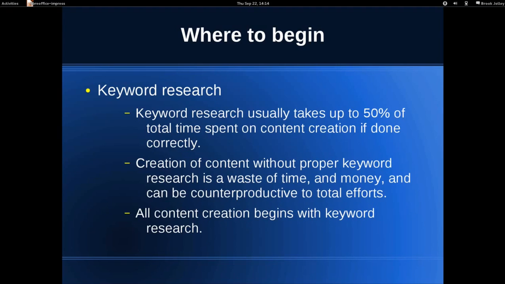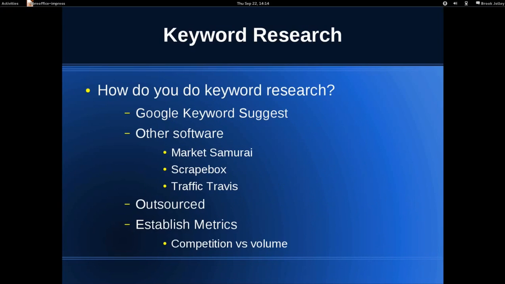But all content creation should begin, if it's done correctly, it should begin with keyword research, and that's marketing content. Like if you're doing content to be helpful to your customers, that's a completely different thing. But when you're trying to do marketing content, it really needs to be keyword optimized. Honestly, your keyword research will probably take up 50% of the time that you spend in writing a marketing article if it's done correctly. Half your time is going to be in keyword research. The other half of your time is going to be spent in actually writing the article.